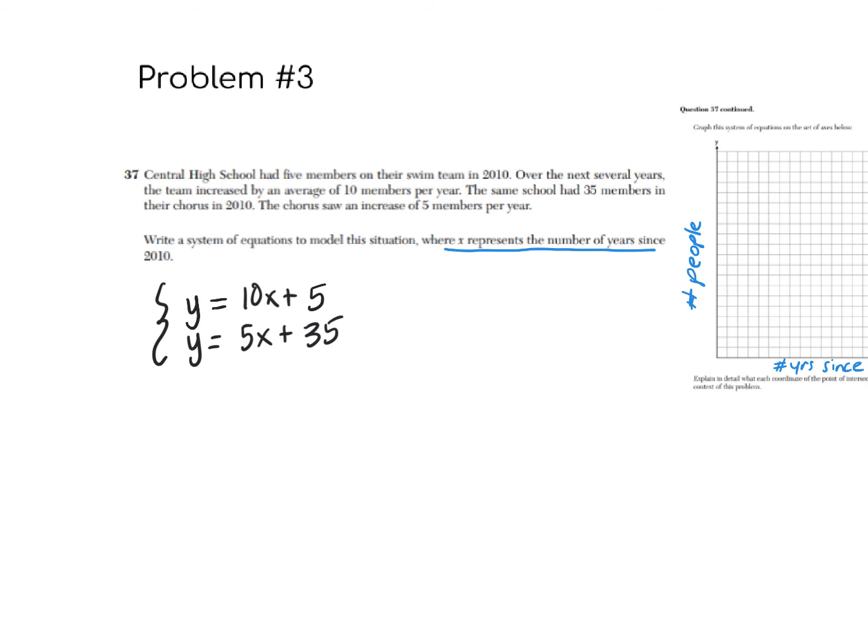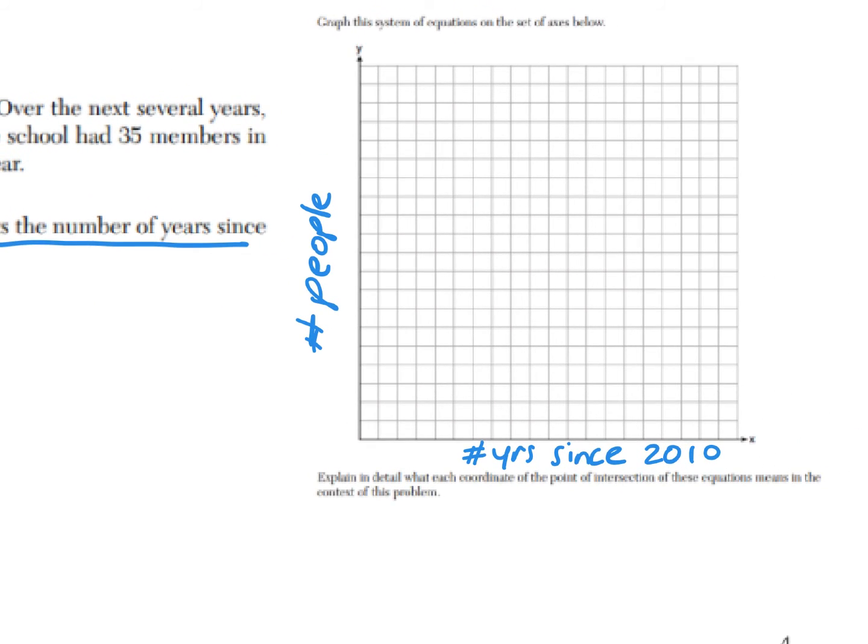Now you have to graph your system. So 10X plus 5, 5X plus 35. Now it's up to you. If you go by ones, you're going to run out of room. You want to go by something that will work pretty well. So I'm looking at 5 and 35 and thinking I would go by 5s on the y-axis. So that's 10, 20, 30. Oh yeah, I can fit that.